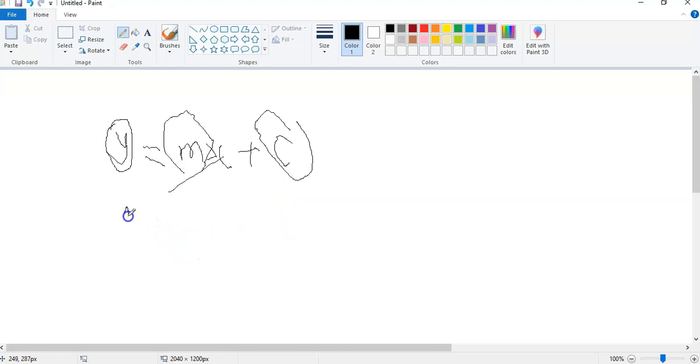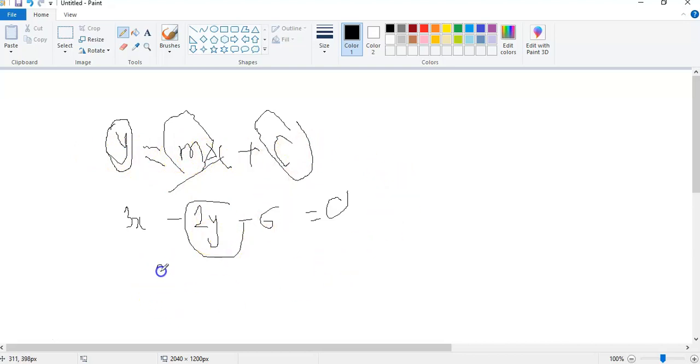So the expression was 3x minus 3x minus 2y minus 6 is equal to 0. So we have to make y the subject, so that we have this in the form of this. So this y goes there.